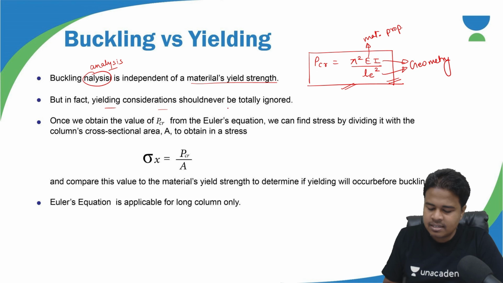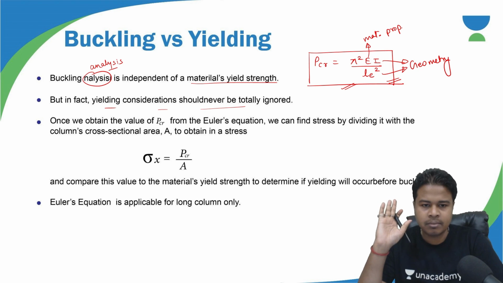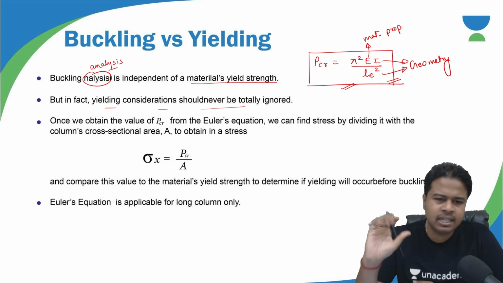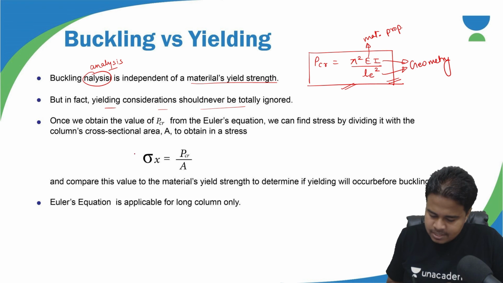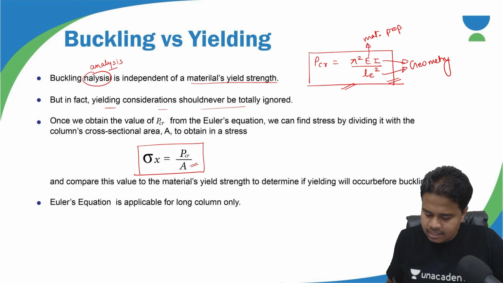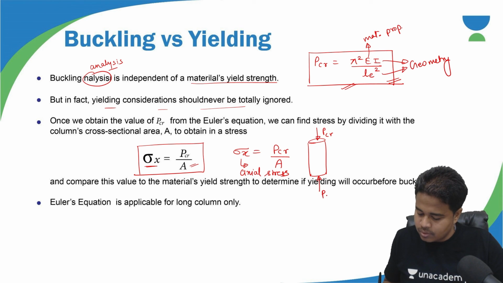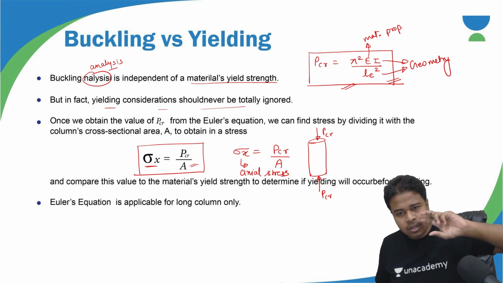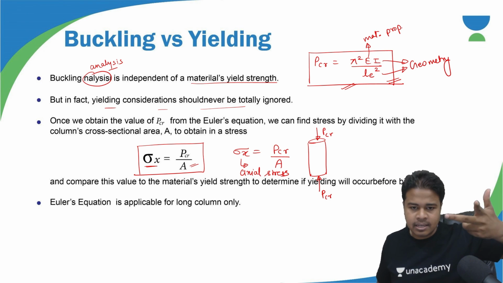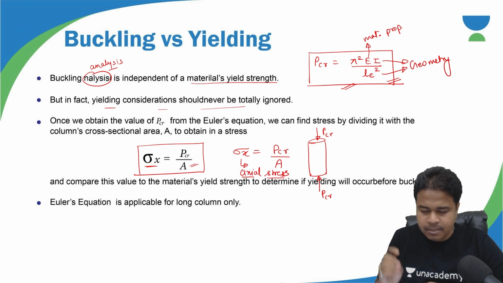In fact, yielding consideration should never be totally ignored, and sometimes we should not ignore the yielding. How? See, suppose I calculate P critical upon area, which is nothing but sigma x. Sigma x is P critical divided by area. This is the axial stress. Suppose this is the column, and in this column, suppose P critical has been applied. So it is about to buckle. So some axial stress will be present here.